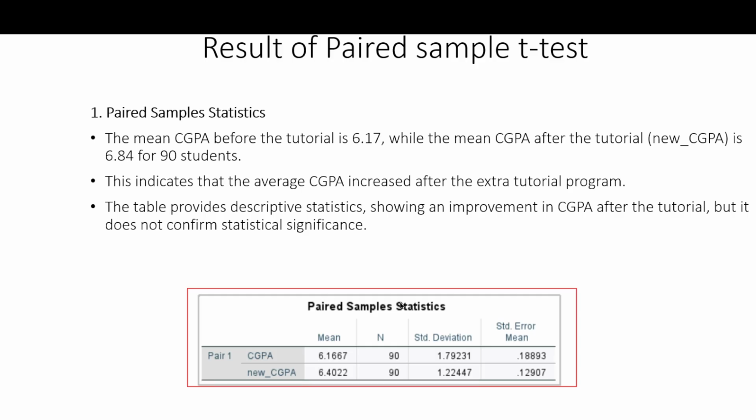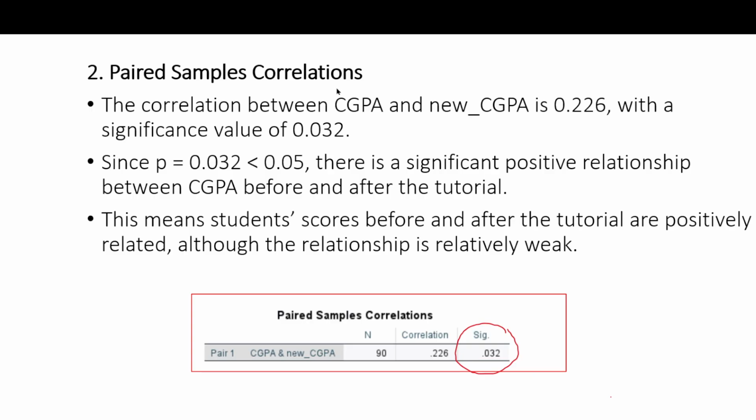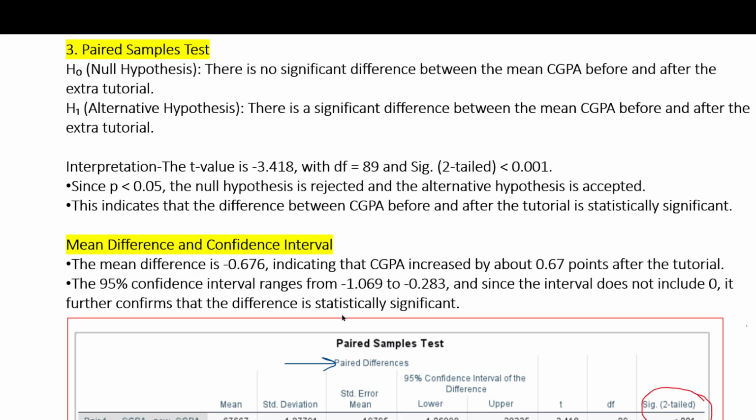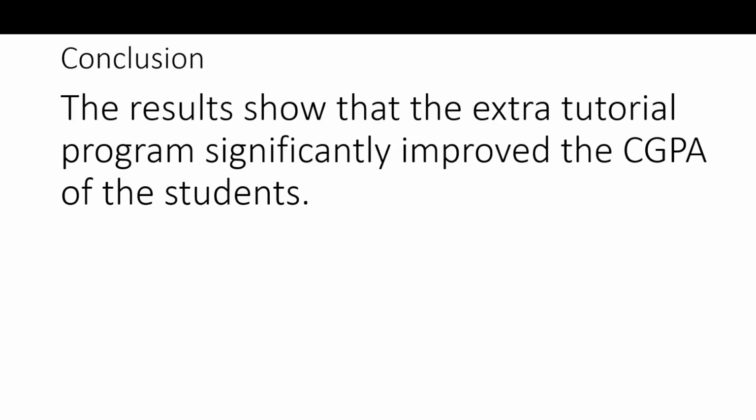So in this case, the first result is paired sample statistics table that indicates the mean score before the treatment, after the treatment, before the extra tutorial, after the extra tutorial. Sample remains the same, their standard deviation and their standard error of mean you can find in the table. Second is paired sample correlation, that is significant, and this correlation is very weak, though it is positive and significant because the p-value is less than 0.05 at 5% level of significance. The third table indicates the paired sample t-test statistics, and in this case we reject our null hypothesis because the p-value is less than 0.05. Now, the overall conclusion is the result shows that the extra tutorial program significantly improved the CGPA of the student.